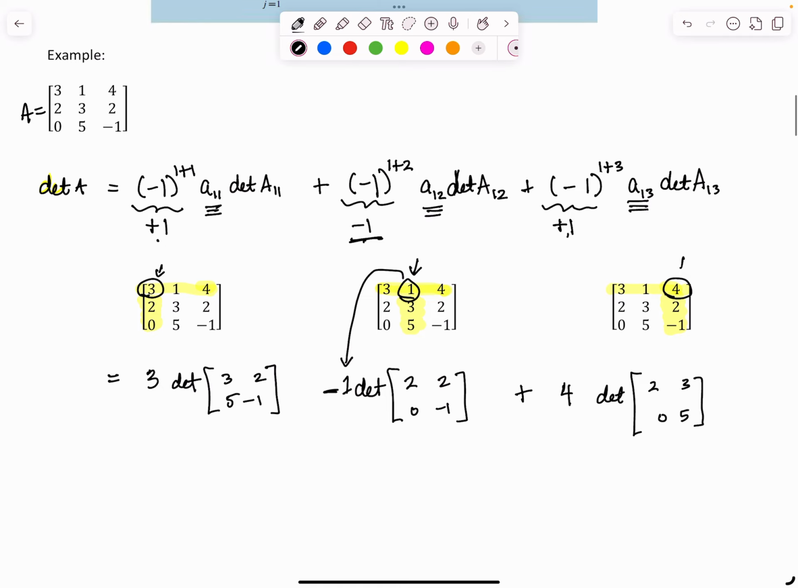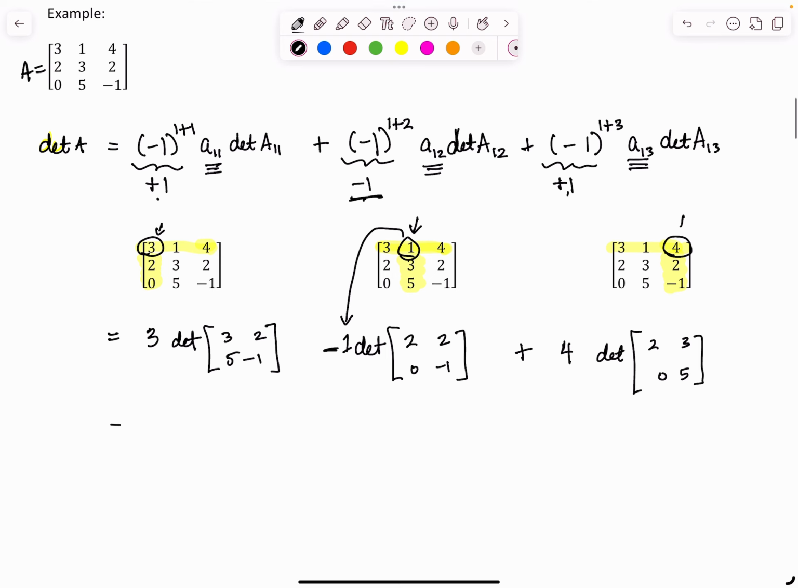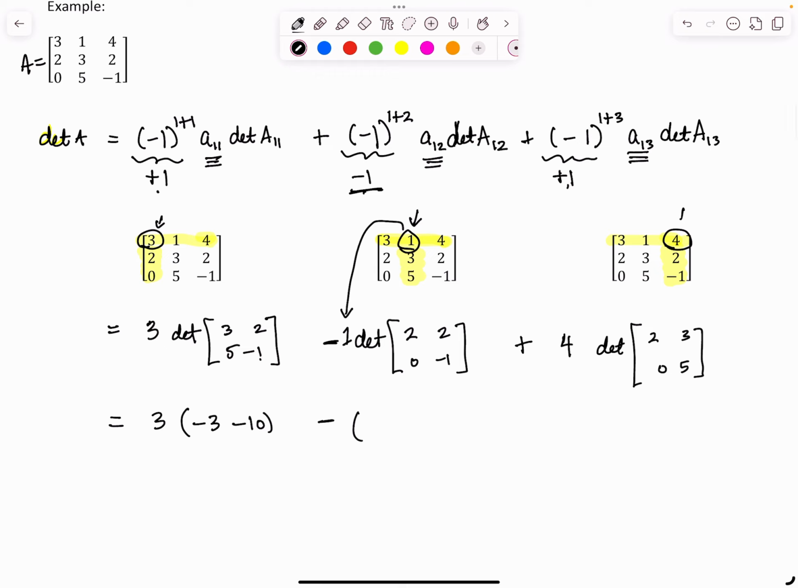And now these are determinants of 2 by 2s, which you've learned how to do. So this is 3 times negative 1 is negative 3, minus 2 times 5 is minus 10. And this will be minus 1, so you don't need to do anything because it's 1. 2 times negative 1 is negative 2, 0 times 2 is 0. Plus 4 times 2 times 5 is 10, minus 3 times 0 is 0.